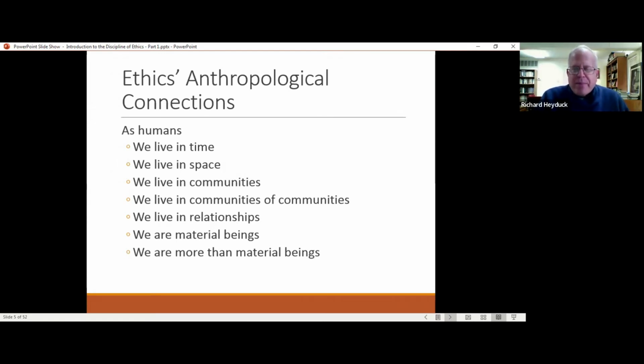Philosophical anthropology might present us with some of the most neglected questions in ethics. It helps us take account of certain realities, though some of these realities may be contested by some. We live in space, we live in time, we live in communities, we live in communities of communities, we live in relationships with others, and these relationships are of many kinds. We are material, physical, biological beings. We are, according to at least some major traditions, more than just material, physical, biological beings.